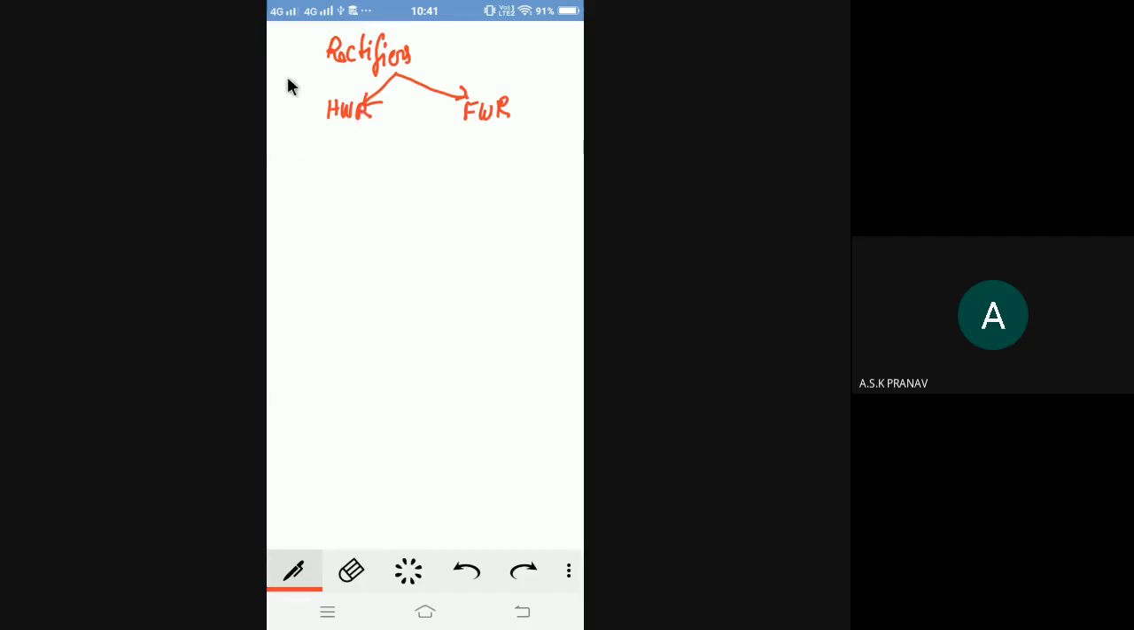So what is the input for a rectifier? AC signal. AC signal is the input for a rectifier. So what is the output of the rectifier? Pulsating DC. See here, what is the main difference between half wave and full wave?